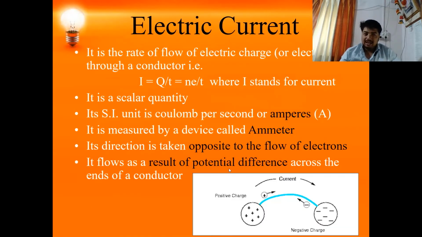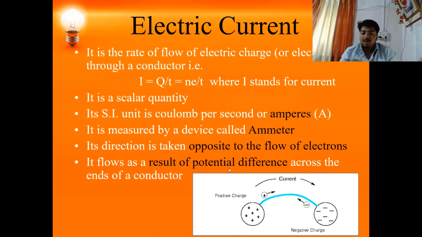Now, what is electric current? It is the rate of flow of charge or electrons through a conductor. This is the basic definition of electric current. Mathematically, it is defined as I is equal to Q upon T, where Q stands for the amount of charge flown and T stands for the given time. That is, current is the amount of charge flown through the conductor in a given time. It is a scalar quantity. The SI unit is coulomb per second, also called amperes, and it is measured by a device named an ammeter. Its direction is taken opposite to the flow of electrons.